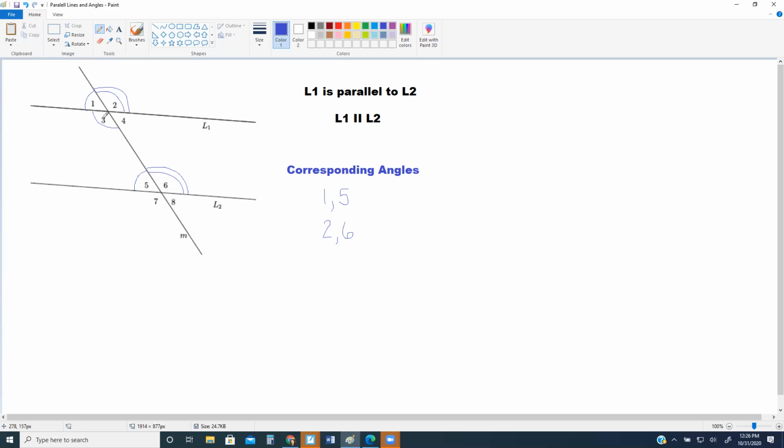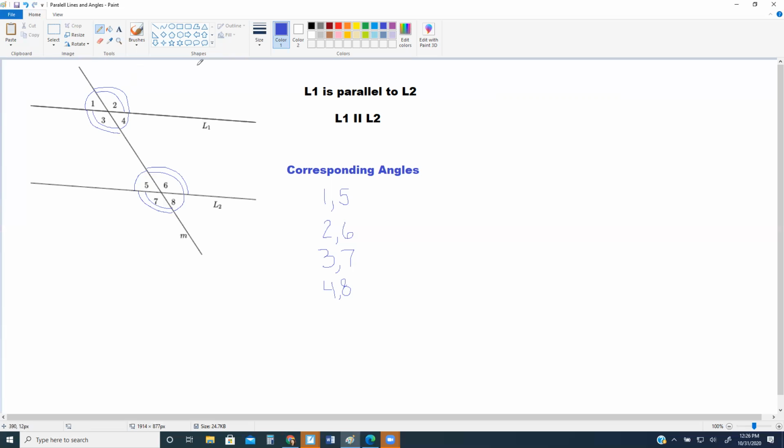What about angle 3? Angle 3, translate that down, and then it's angle 7. Angle 3 and angle 7 are corresponding angles, and they are congruent, okay? Angle 4, translate that down. It's a rigid transformation, so they're congruent, and they are corresponding. So 4 and 8 are corresponding, okay?